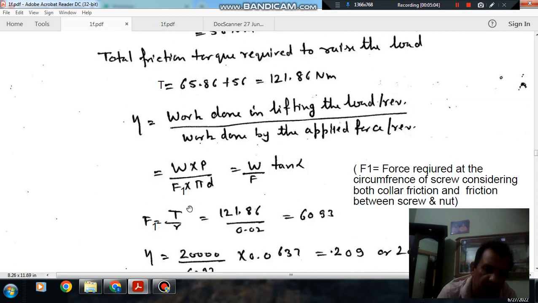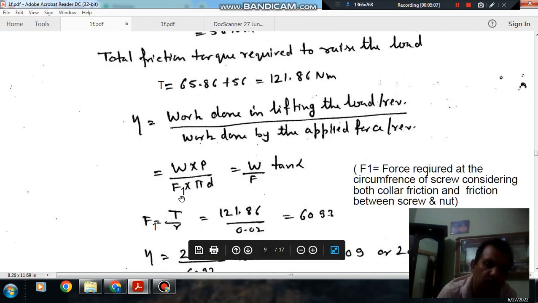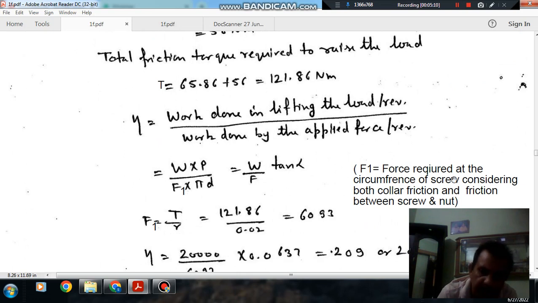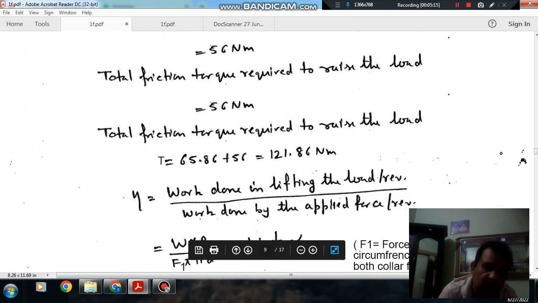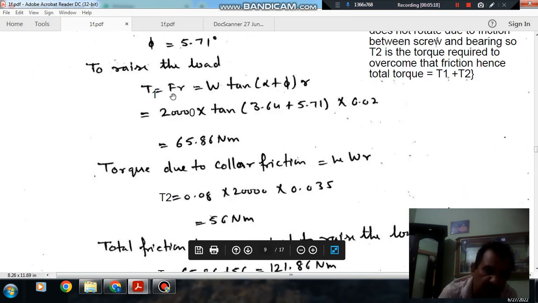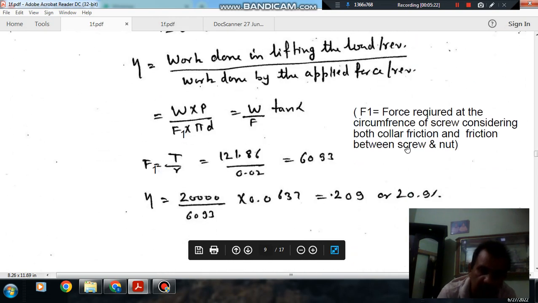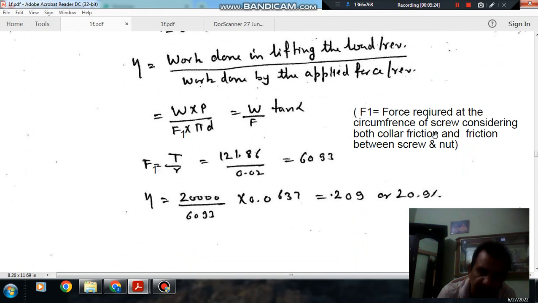Now suppose there is a new force F1. F1 is the force required at the circumference of the screw considering both pivot friction and friction between screw and nut. If F1 is applied at that point, the screw will travel a distance of pi d while the load rises by P. This P by pi d is again tan alpha, so the input work is F1 times pi d and the output work is W times P.